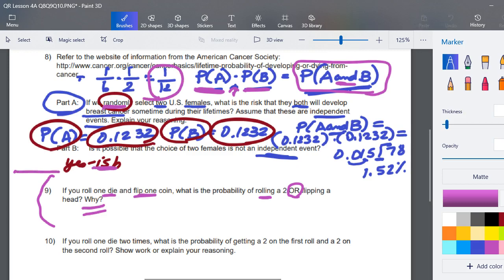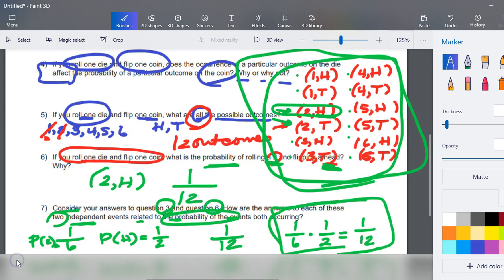Now it's a brand new question, asking: if you roll one die and flip one coin, what is the probability of rolling a 2 or flipping and getting heads? We are working on question 9, but I've gone back to this screen for questions 4, 5, 6, and 7, and I want to look at these parts.